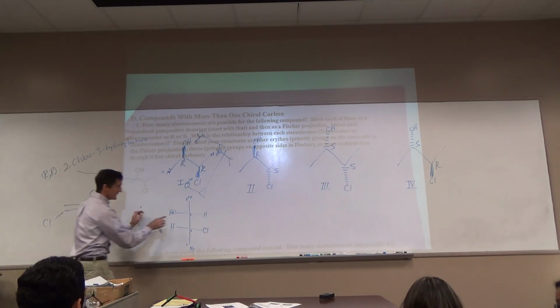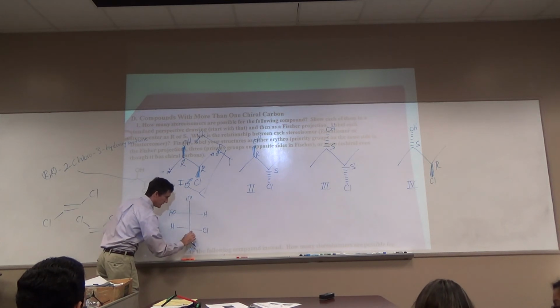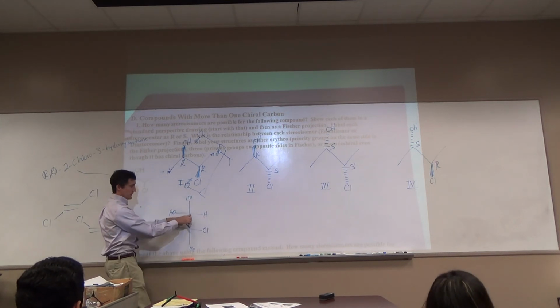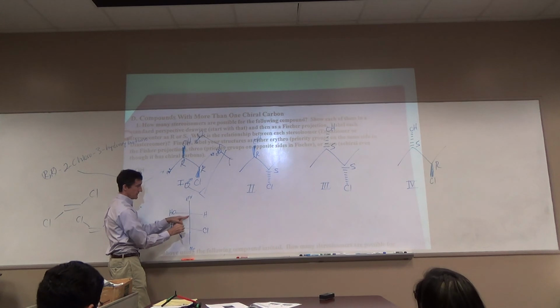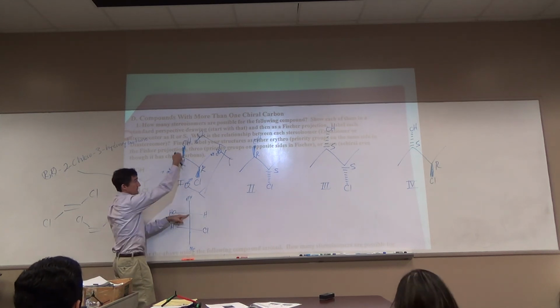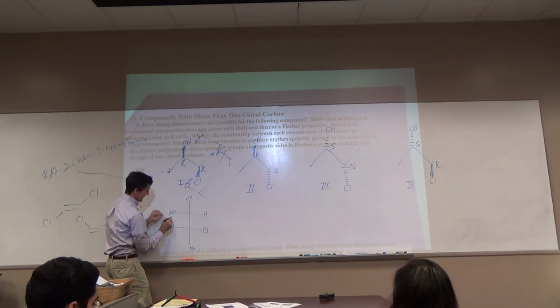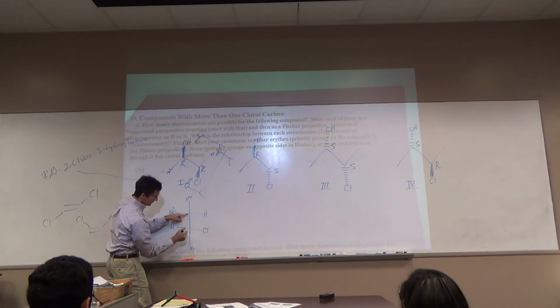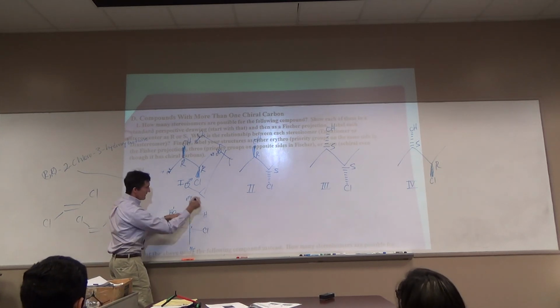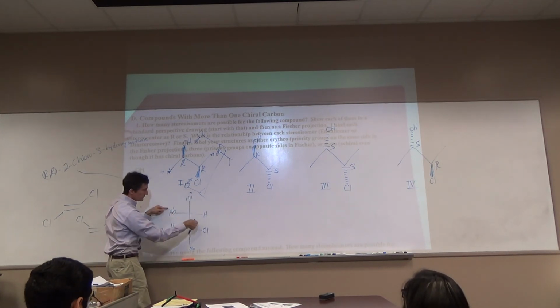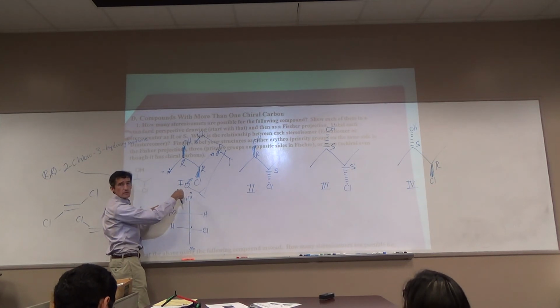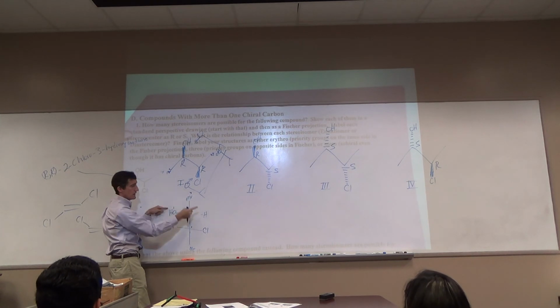Now, we can confirm if this is right. Here's one way to confirm. Do R and S here again. This should be R, because we're drawing the same compound. Is it? Oxygen 1. Carbon with chlorine 2. Methyl 3. 1, 2, 3. Oh, it's counterclockwise. That's S. But how's the H?